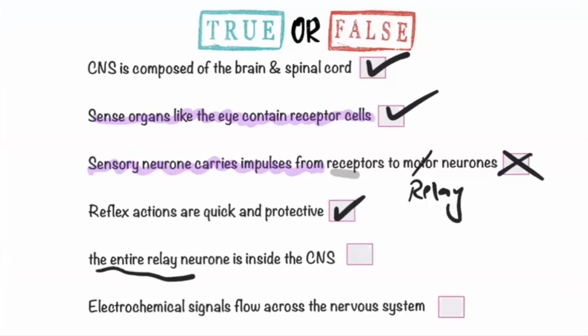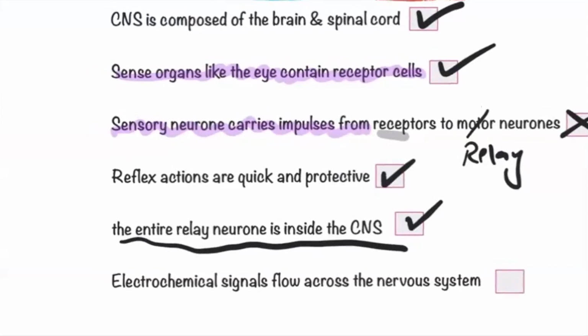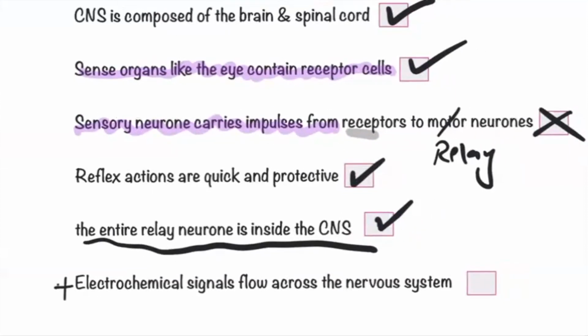Then they said the entire relay is inside the CNS. So the relay neuron is found all together inside your spinal cord or inside your brain. Again, it's true. Lastly, electrochemical signals flow across the nervous system, right? Can you think about the last one? Is this true or false, the last statement here?